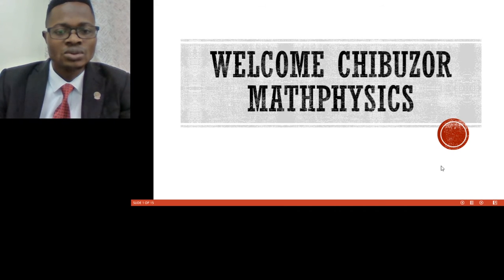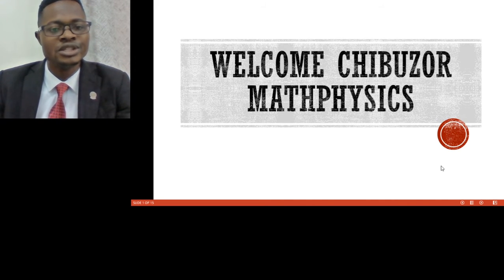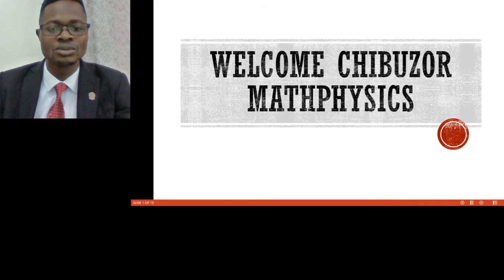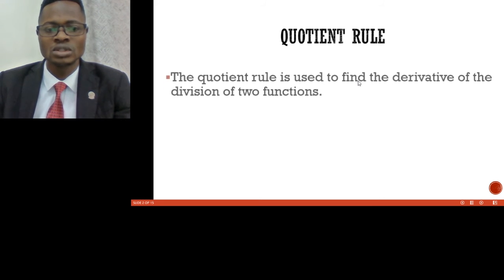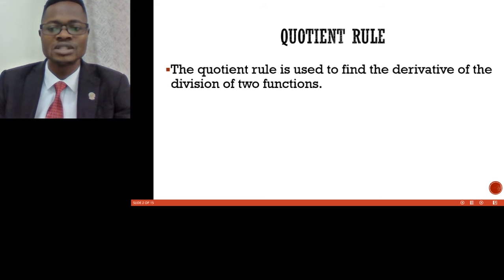The quotient rule is one of the techniques that we use when we are trying to find the derivative of a particular function, especially a fraction function that is divisible by other functions. So now that we are looking for a quotient, we are applying the quotient rule. What actually is the quotient rule? It is used to find the derivative of the division of two functions or fractions.